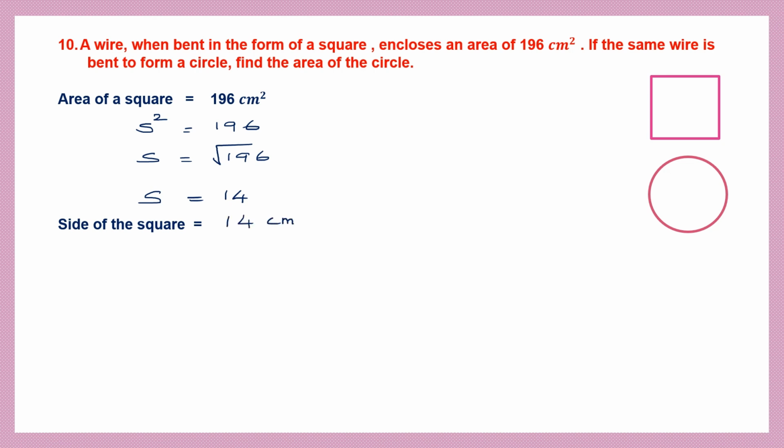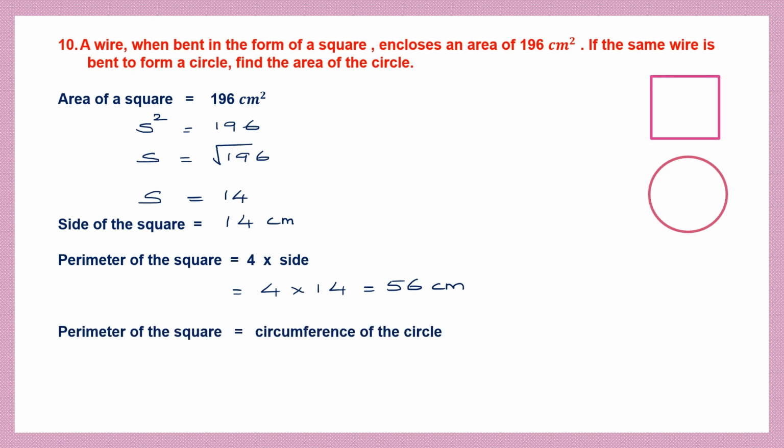Now that we have found the side of the square, we can find the perimeter of the square. So the perimeter, the formula is 4 into side, which is 4 into 14 centimeters, which is equal to 56 centimeters. So now we have found the perimeter of the square. We have to remember that the perimeter of the square and the circumference of the circle are the same. Perimeter means the border, circumference also means the border. So both are equal. Keeping that in mind, from this, let's find the radius of the circle.